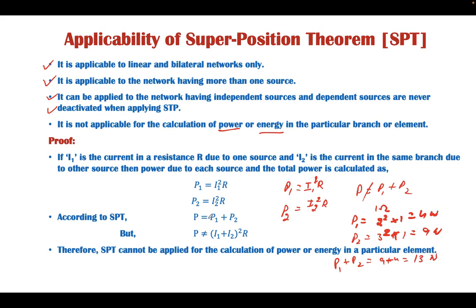But now if we are considering the combined effect of these currents, the current due to these sources is 2 ampere and 3 ampere, then the resultant current is 2 plus 3, that is equal to 5 ampere. If the resistance is R, and the resultant current according to the superposition theorem is 5 ampere, then P will be equal to 5 square into 1. Then it will be 25 into 1, which is equal to 25 watt. And this is not equal to this value.